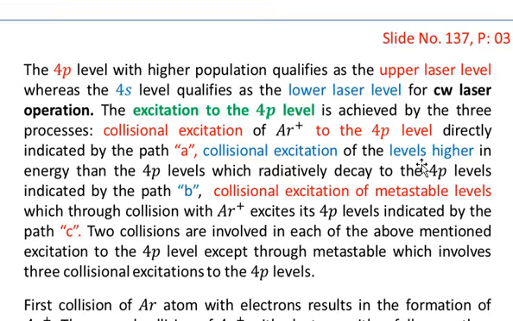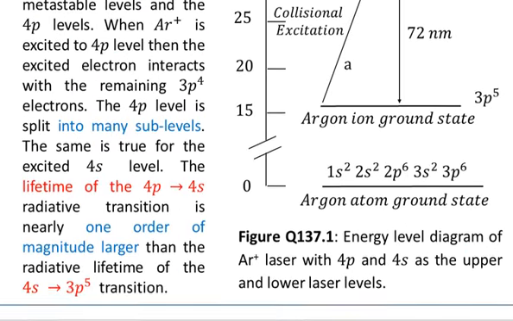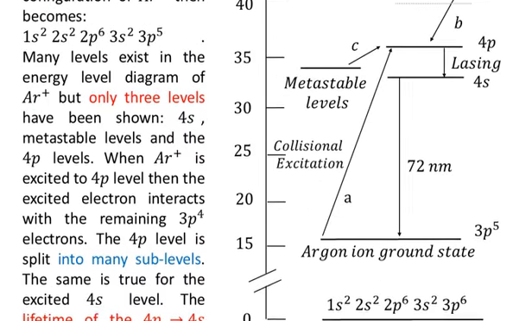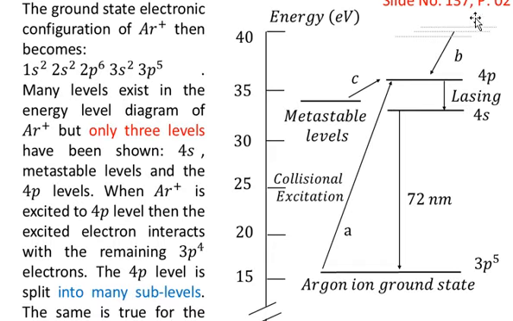Collisional excitation of the levels higher in energy than the 4p levels, which radiatively decay to the 4p levels, is indicated by the path B. Again, the collisional excitation of the argon ion will raise the argon ion to the levels above the 4p levels. And then these levels will decay through the path B, which is the radiative decay, and then the population will decay to the 4p levels. So these are the two paths that we have explained.